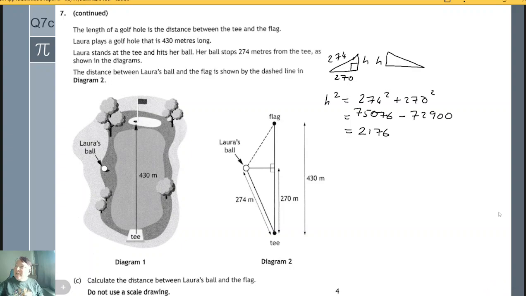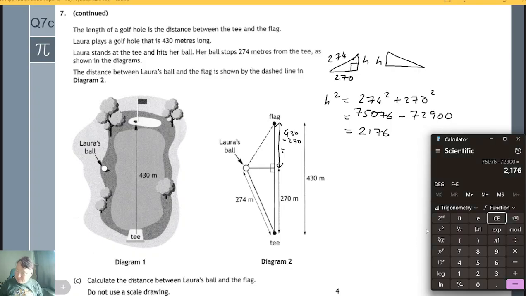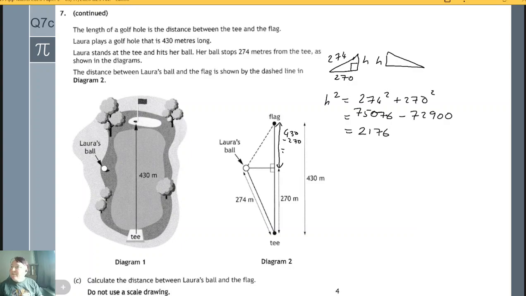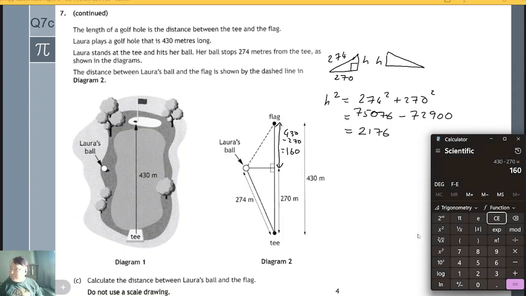But I do need to know this distance at the bottom of this one. So I'm going to be 430 minus 270, which is what? 430 minus 270 is 160. So I have got 160 squared that I need to find. So that's 25600.